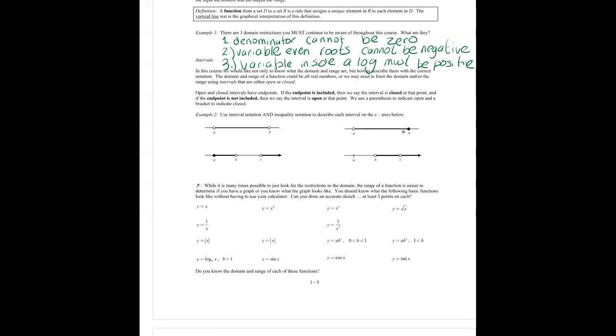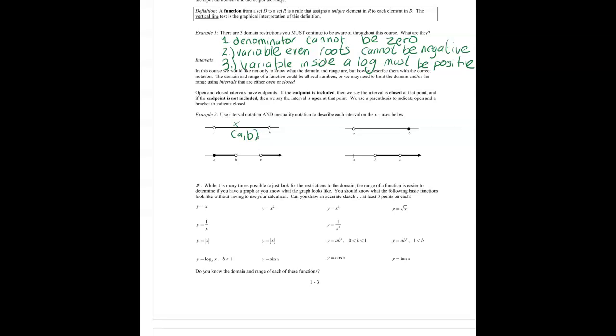If I'm trying to use interval notation and inequality notation to look at the interval on the x-axis below, I'm saying that my x is in between a and b here. However, a is not included because it's an open circle, and b is not included because it's an open circle. So last year with interval notation, we said it was on the interval of a to b, and neither one is included, so I put parentheses.